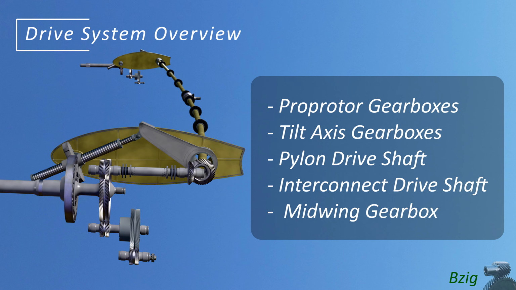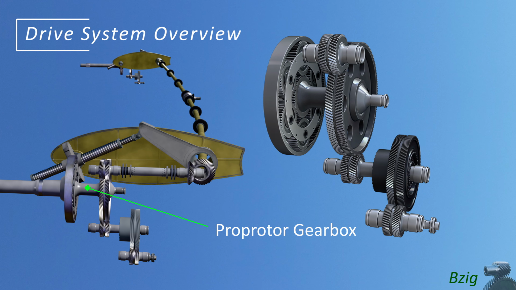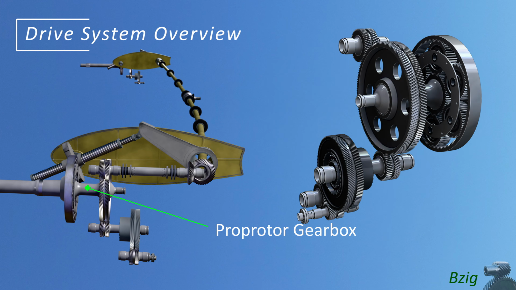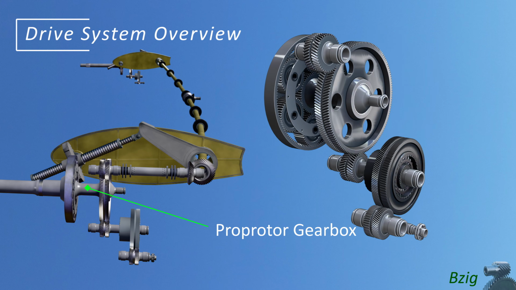These subsystems within the drive system provide those functions I just listed. There is a Proprotor Gearbox on each side of the aircraft. These transfer power from the on-side engine to its proprotor.